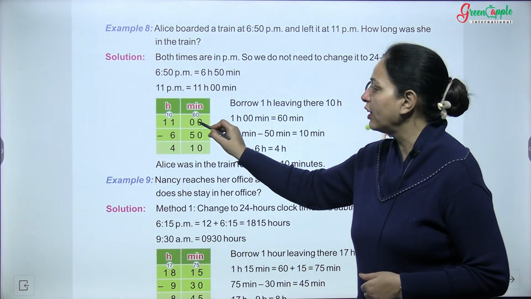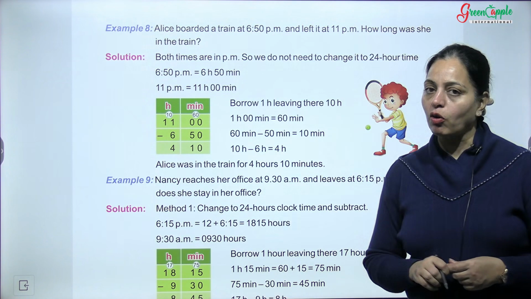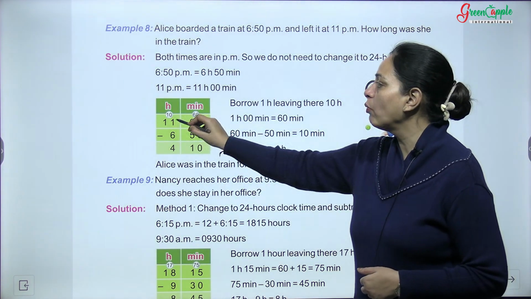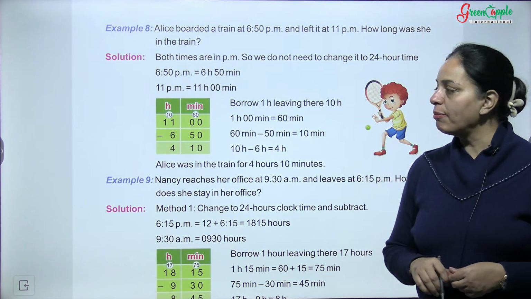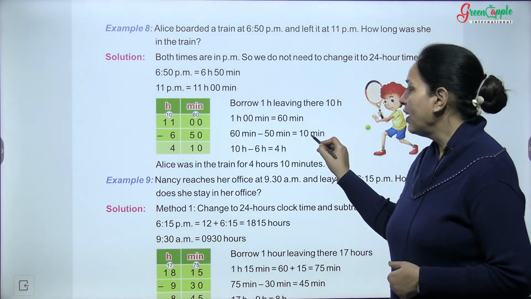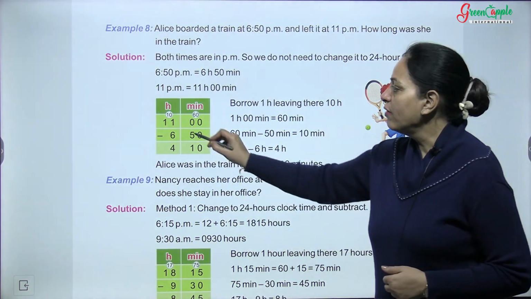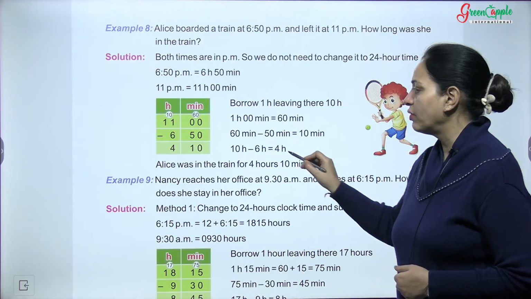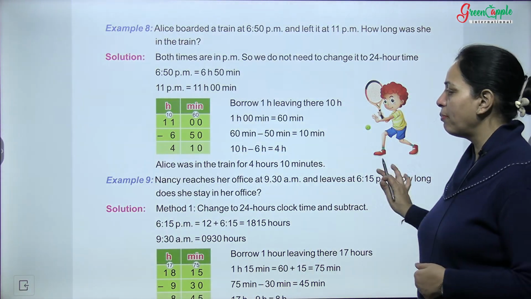So here 0 minutes minus 50 minutes is not possible, so we will borrow from 1 hour. It becomes 60 minutes. 60 minus 50, 10 minutes. And here 10 minus 6, 4 hours. So 4 hours 10 minutes.